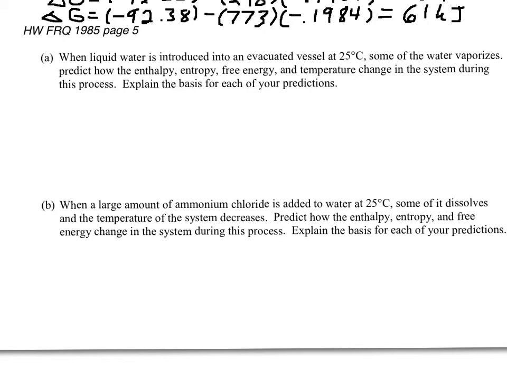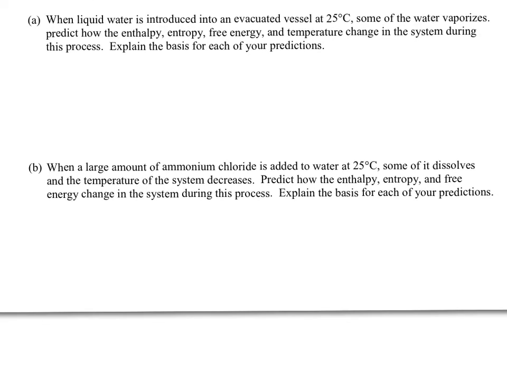Alright, here we have liquid water that is vaporizing, and we are trying to figure out what happens to the enthalpy, the entropy, the free energy, and the temperature change. And we gotta explain why we think what's happening is happening. So I'm going to start just with an equation, just because it makes it easier for me to visualize what's happening. You don't have to do this though. And I'm going to start with the easiest one for me to figure out, which is entropy. Entropy is the easiest one for me to figure out because it's going from a liquid to a gas, which means it's becoming more disordered, and so it's going to be a positive delta S.